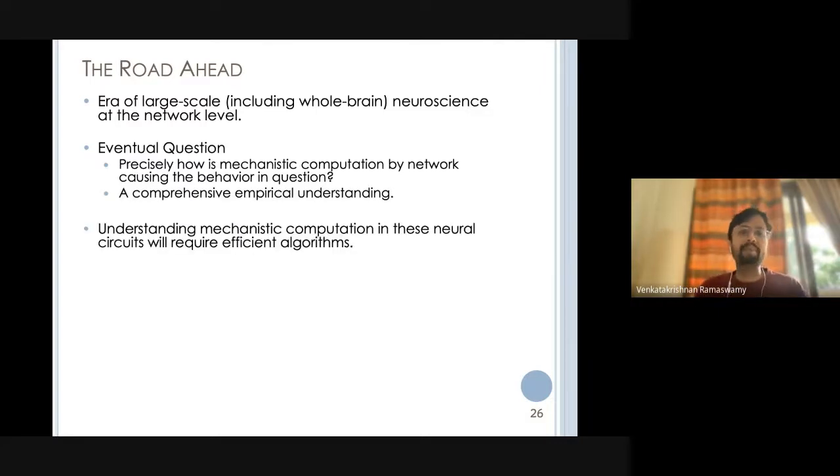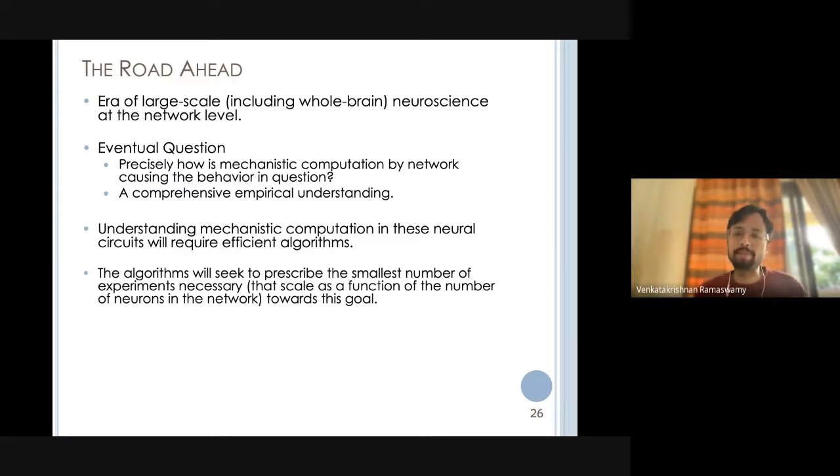Right. And so to understand mechanistic computation, we will require efficient algorithms. Well, why is that? Because of just the scale of nervous systems, right? So even a mouse or even your Drosophila has of the order of 100,000 neurons. So no grad student or postdoc can be expected to keep track of individual neurons from these 100,000 neurons and figure out how exactly each behavior happens. It will simply be too slow. So the algorithms will basically seek to prescribe the smallest number of experiments necessary that scale as a function of the number of neurons in the network towards this goal.